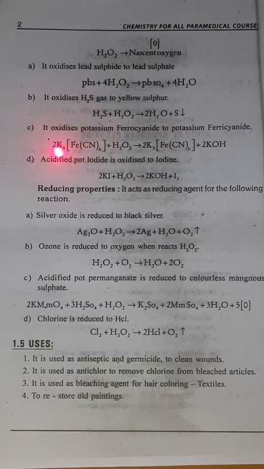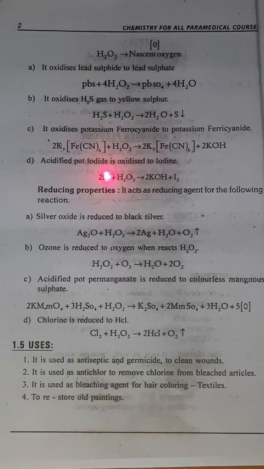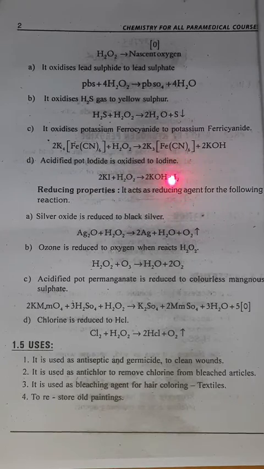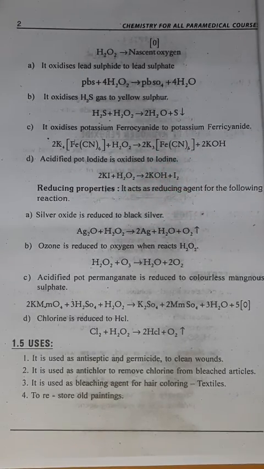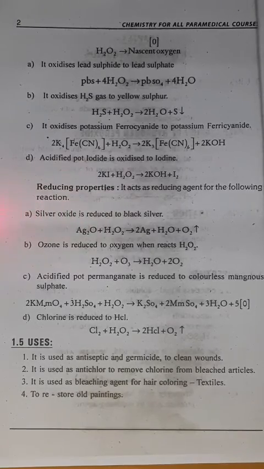And acidified potassium iodide is oxidized to iodine. Potassium iodide undergoes reaction with hydrogen peroxide to form iodine as a product. So these are the oxidizing properties. So next we'll have the reducing properties.